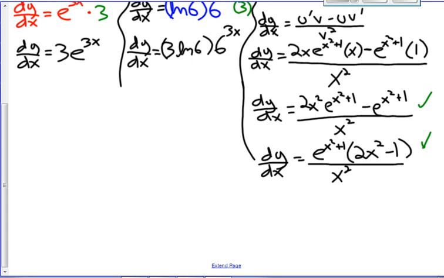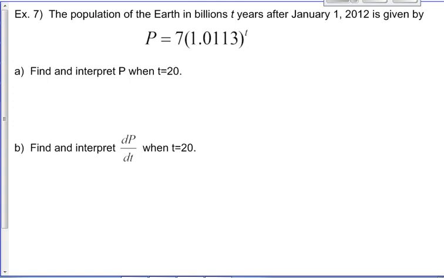Let's go ahead and do an application involving exponentials. So the population of Earth in billions t years after January 1st, 2012 is given by this expression. And this is roughly right. That's the rate at which population is increasing on planet Earth, about 1.13% per year.